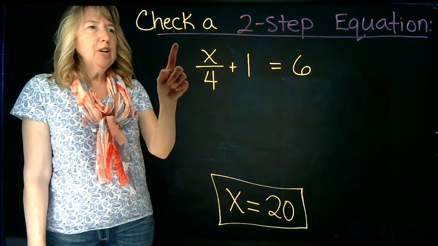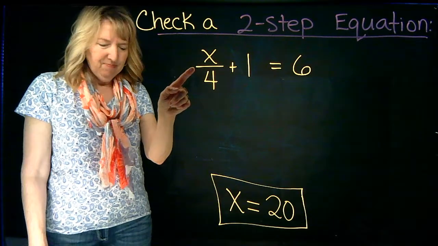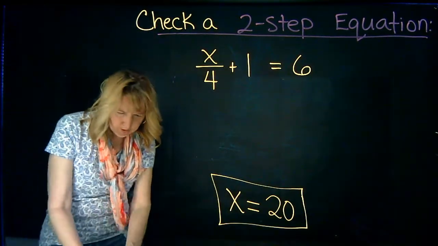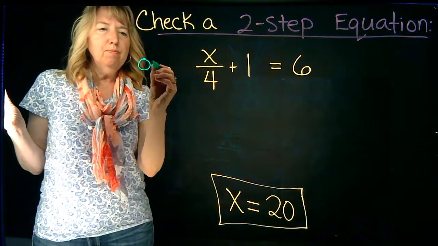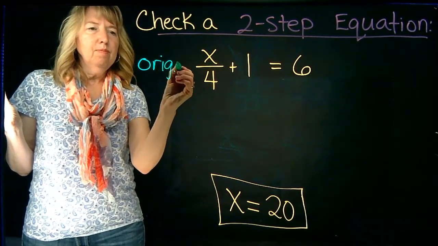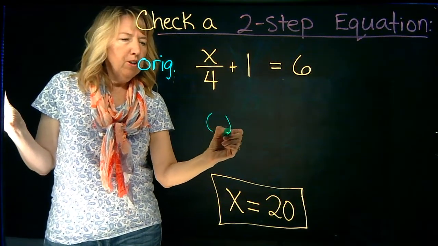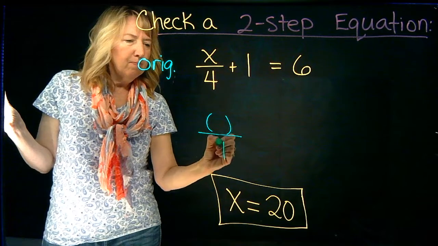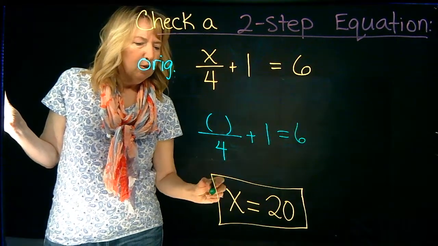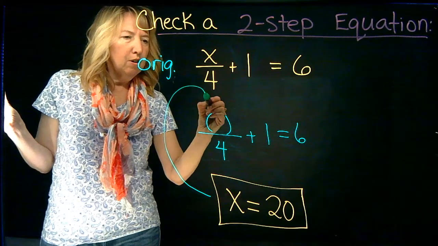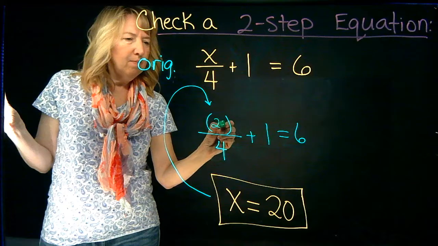Imagine I want to check my solution to a two-step equation. So I've done some algebra, I've come up with this answer here. I'm going to go back to the original, and I'm going to replace the variable with parentheses. So this answer is going to go in here in place of the x. I'm going to put the 20.